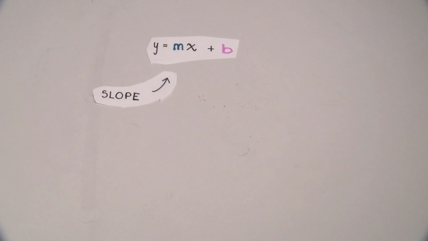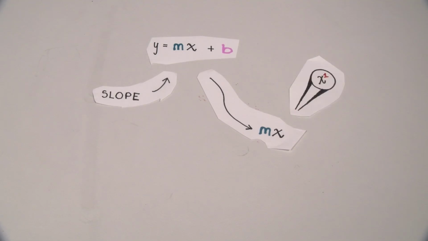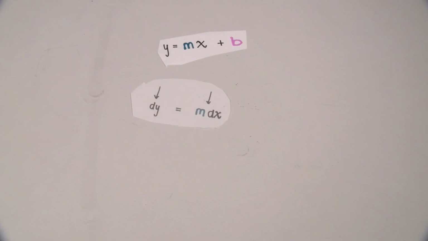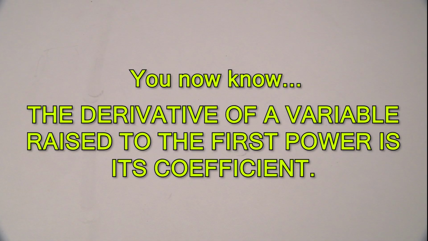That's because with any equation with only one variable, in most cases x, where that variable is raised to the first power, the derivative is the coefficient of the variable. Visually, by solving for dy over dx, we get m. The derivative is the slope. Wait, so you take the derivative of both sides and b just disappears? Correct. You now know the derivative of a variable raised to the first power is its coefficient.